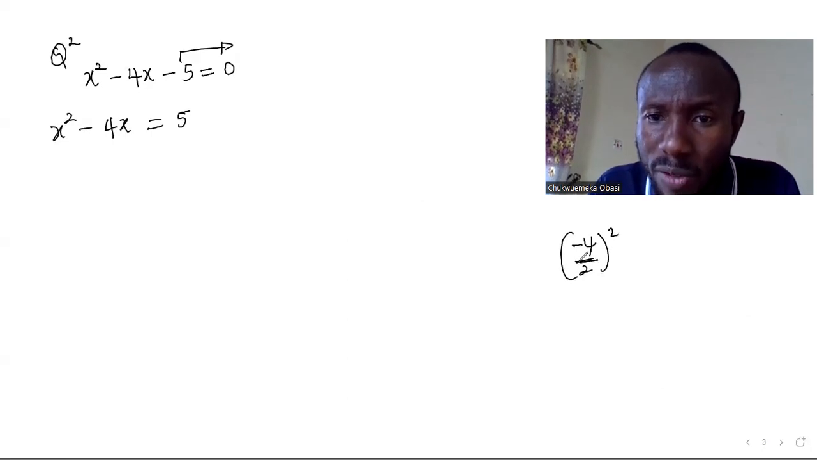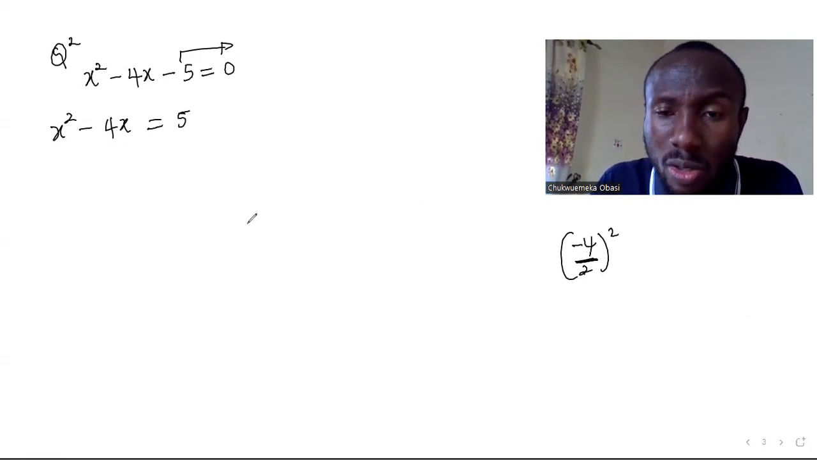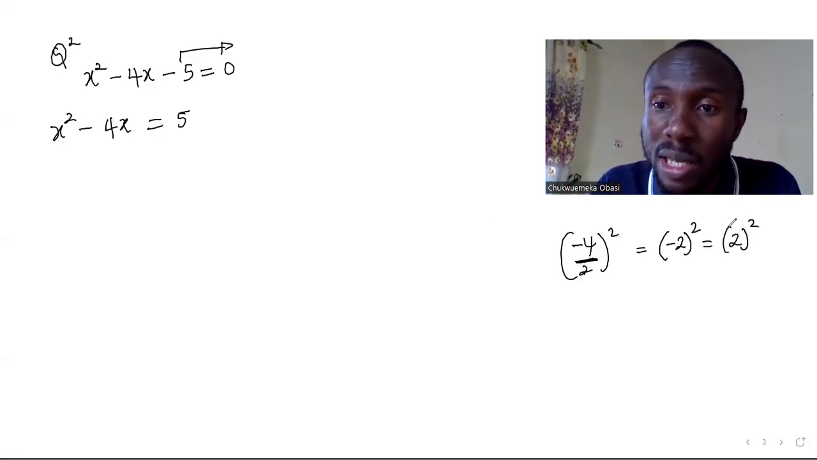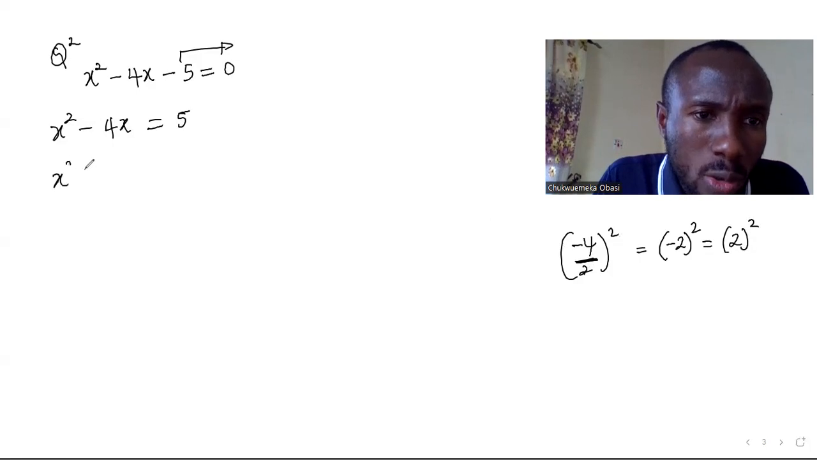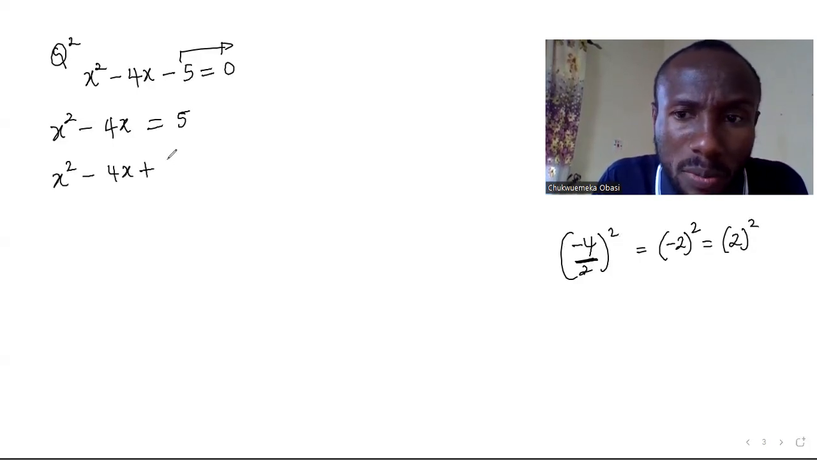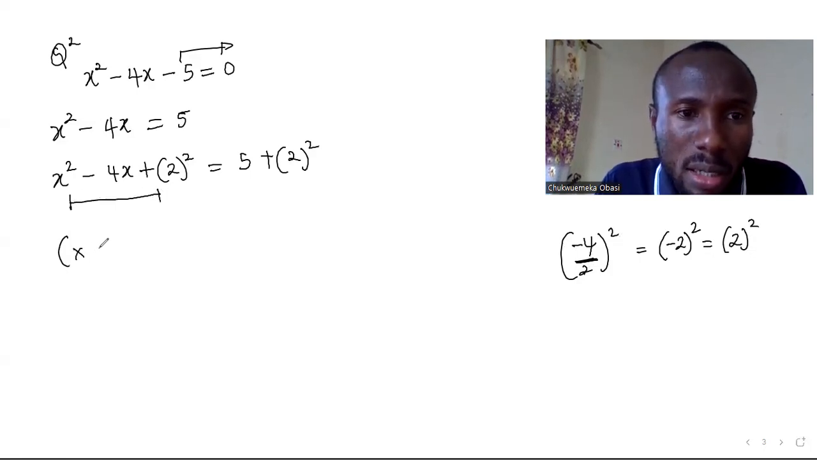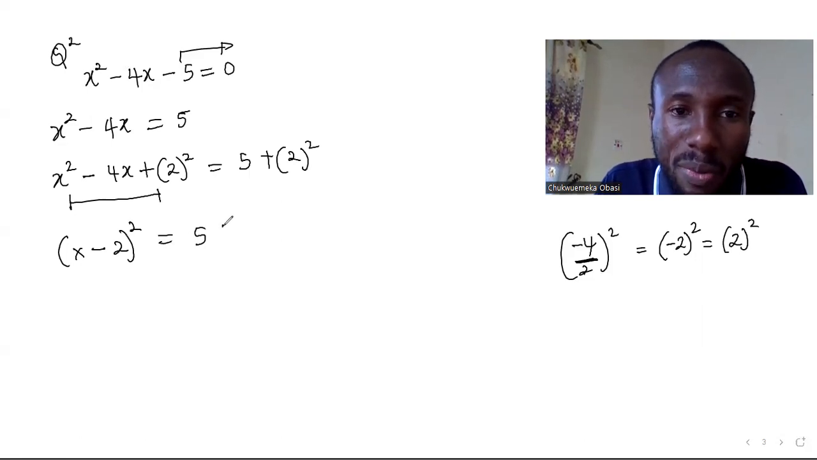You see, I'm putting the division by 2 here because I didn't have a fraction here. So it's just easy for me to divide by 2 here, and then I'll square it. That will give me minus 2 all squared, and that is the same as 2 squared, right? And then I add it to both sides. So I have x squared minus 4x here, then plus the 2 squared equal to 5 plus the 2 squared. So when you do this, these become a perfect square. So you can write them as x minus 2, all squared, equal to 5 plus 4. 2 squared is 4, so you got 5 plus 4, which is 9.